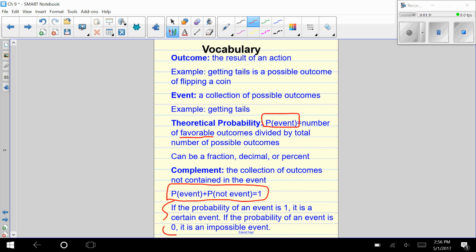And then right down here, this is very important as well. If the probability of an event is 1, it is certain. It's guaranteed to happen. If the probability is 0, then it's impossible. There's no way it could happen.